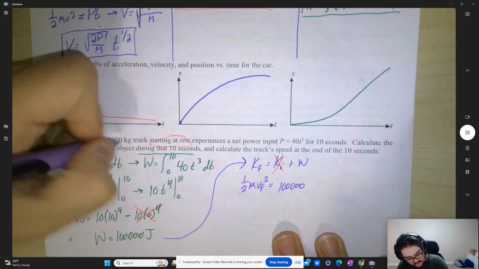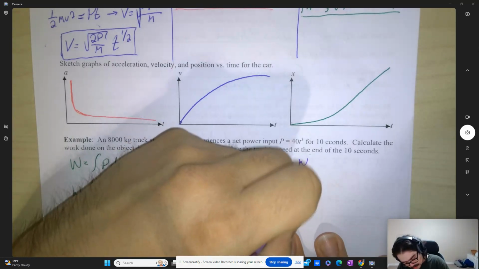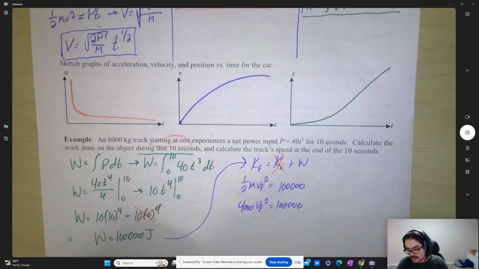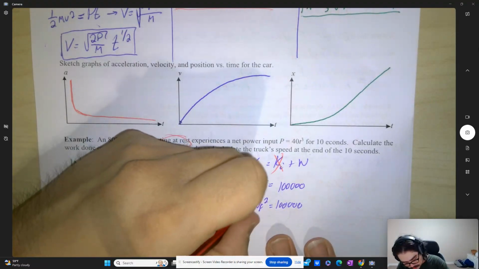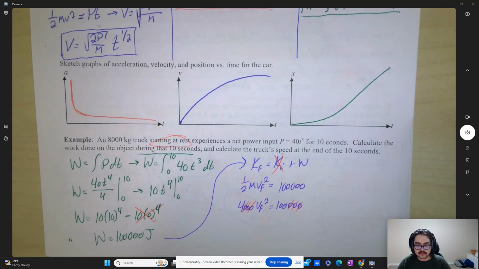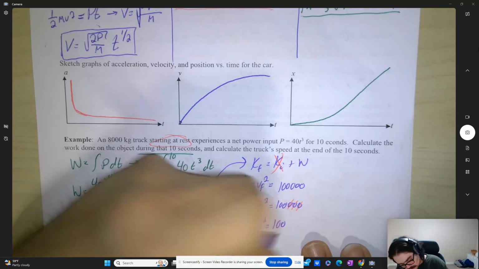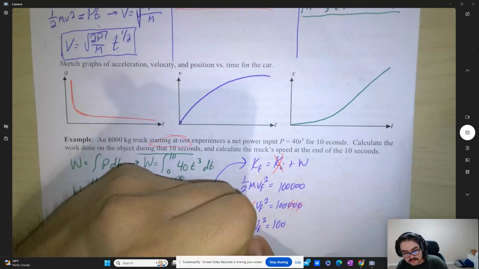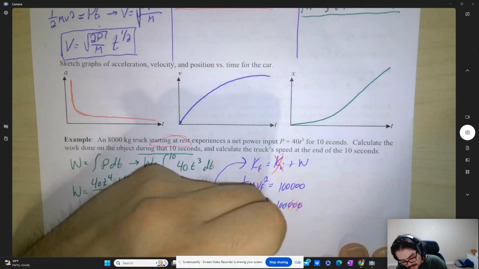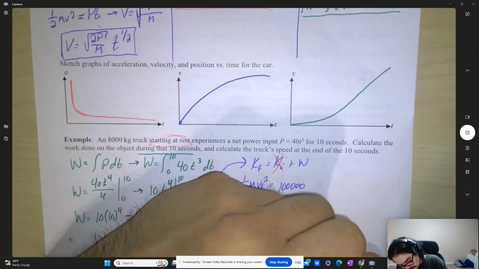Mass is 8,000, so half of 8,000 is 4,000. So this is 4,000 v final squared equals 100,000. You can actually cancel out zeros. You can knock out 3 zeros here, knock out 3 zeros here, and so it's really just 4 and 100 that we're looking at here. You should get that 4 v final squared is equal to 100. When you divide the 4 on both sides, that becomes 25. So v final squared becomes 25, and then v final would have to be 5 meters per second.